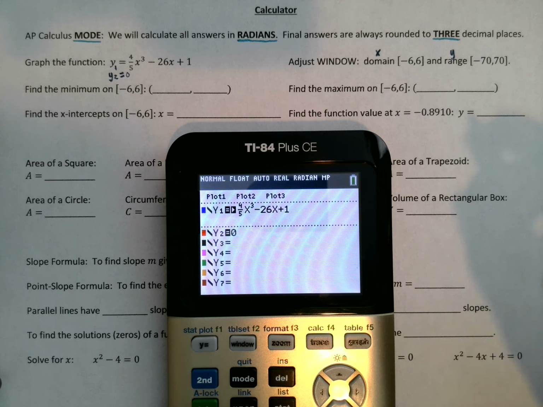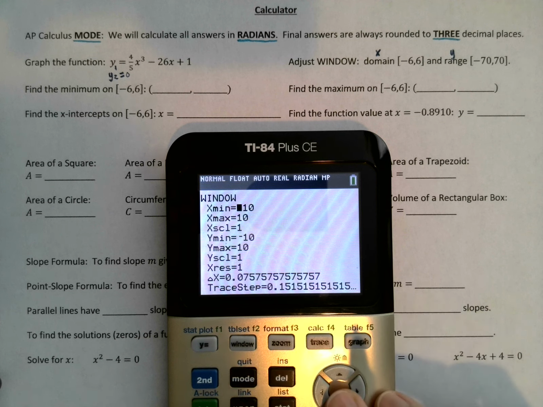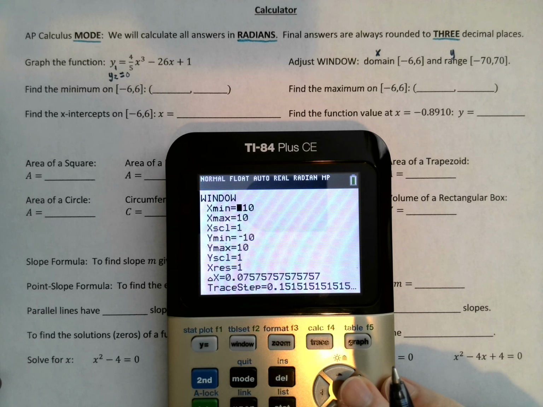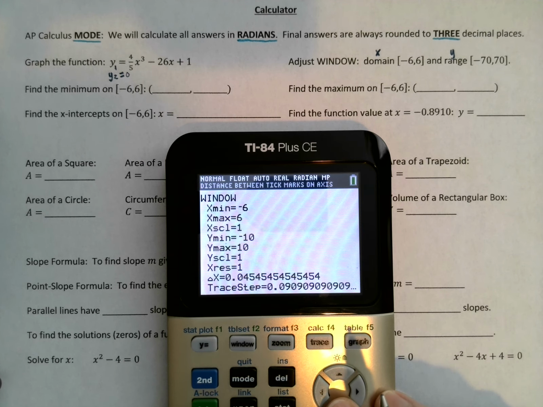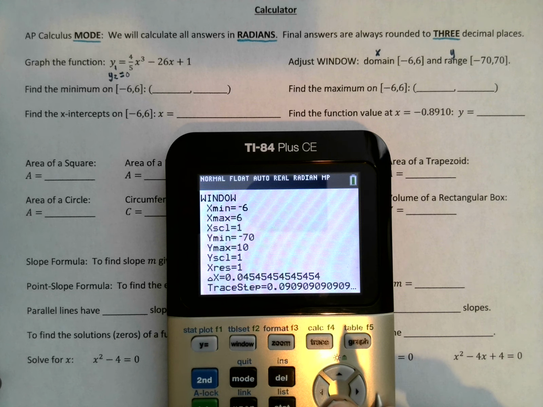Next, we're going to adjust our window. So we're going to hit window, and depending on what you did last in your calculator, it could look different from mine, but we are asked to do a domain, which are x values of -6 to 6. We're going to use an x scale of 1, which just means they jump by 1. And for the range, or y values, we're going to use -70 to +70, and again, a scale of 1.